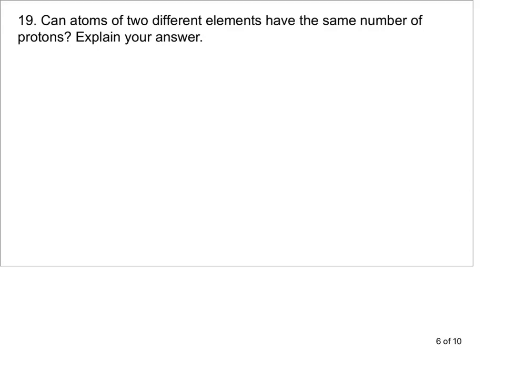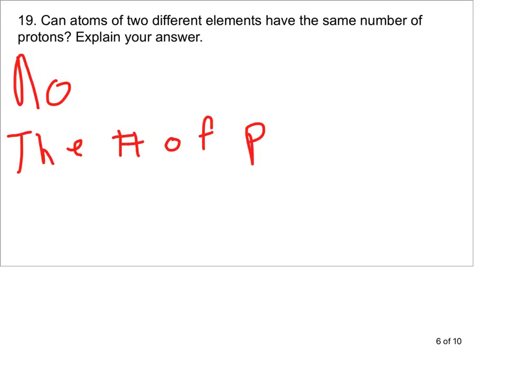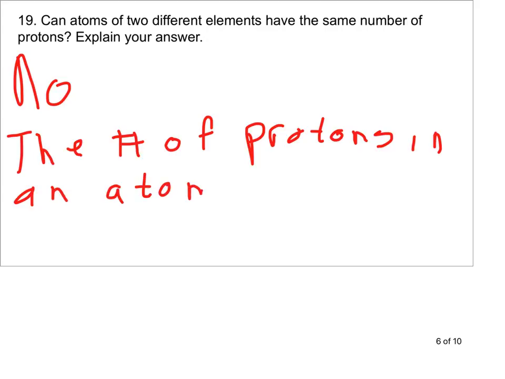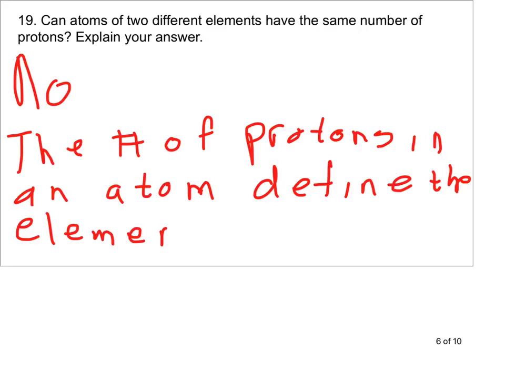Again, atoms of two different elements have the same number of protons. Definitely not. As the number of protons in an atom defines the element.